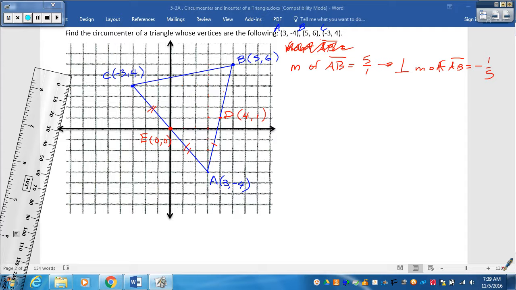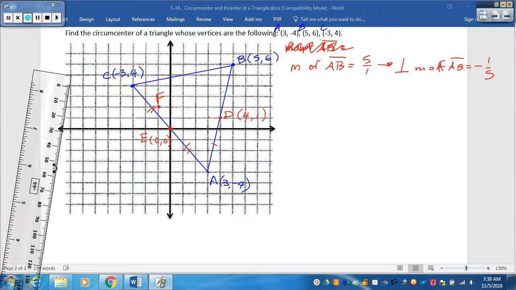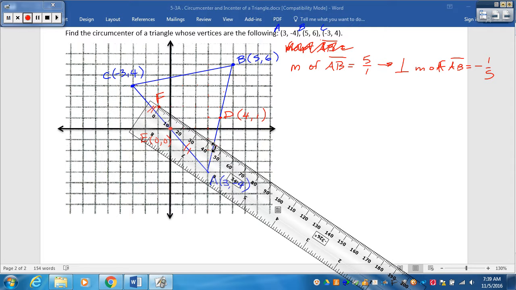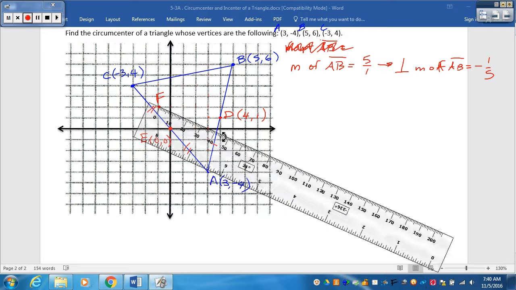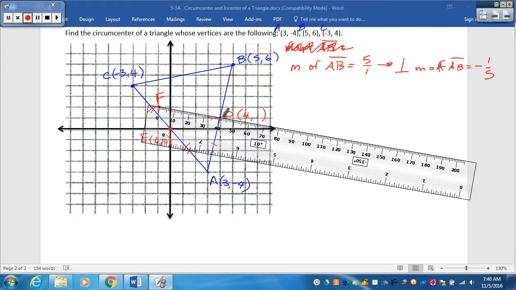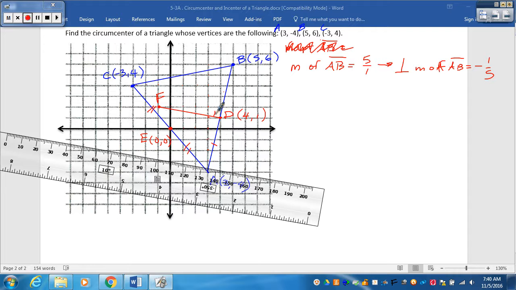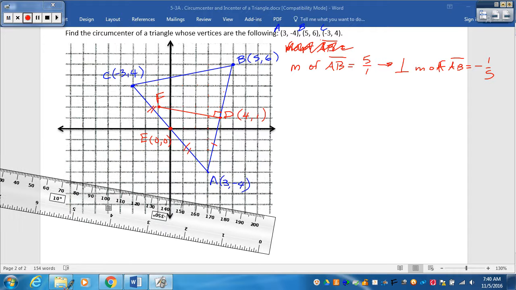So from this point right here I'm going to do that perpendicular slope. Positive 1, negative 5. 1, 2, 3, 4, 5. Right there. I'll put that as point F, and I'll connect those two. So that line right there is the perpendicular bisector of AB.